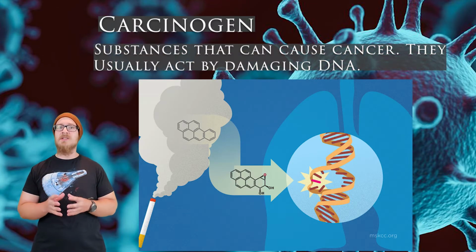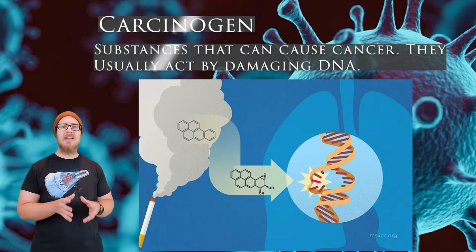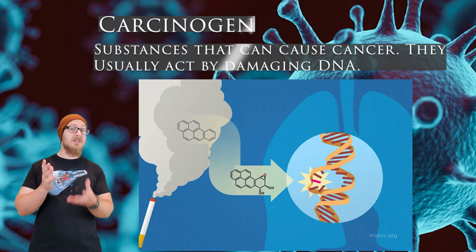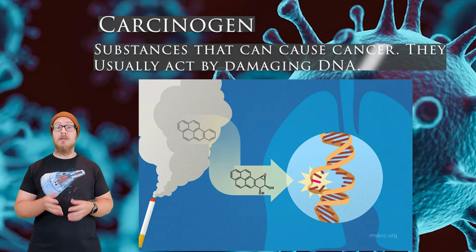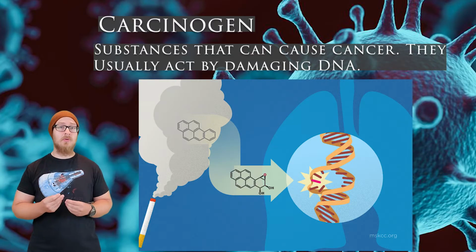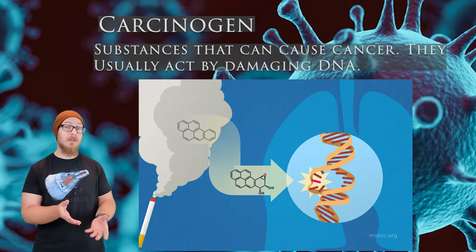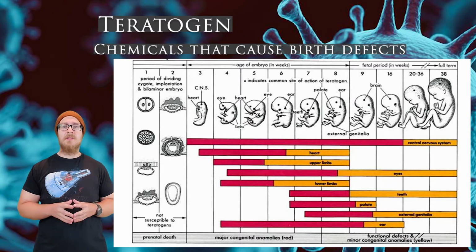Carcinogens are substances that cause cancer. These act most commonly by damaging DNA. Asbestos is an example of a carcinogen that causes the lung cancer mesothelioma. But carcinogens can also be physical hazards like sun exposure when you're not wearing sunscreen, which can lead to skin cancer. Teratogens are chemicals that cause birth defects.